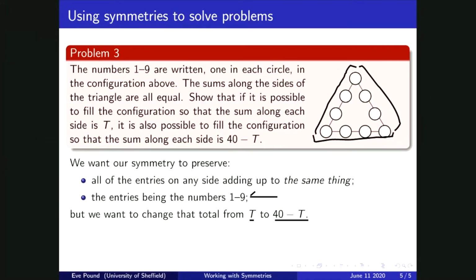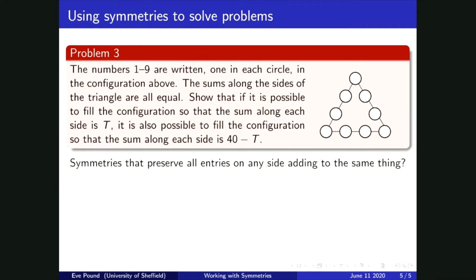And the other thing, which not so many people got because it's a little bit more subtle, is we actually need to make sure that we still have the grid filled out with the numbers 1 to 9. So that's one thing that we need to check that we managed to preserve. Because again, the conditions in the question are that we write the numbers 1 to 9, one in each circle, in this configuration, and that the sums are the same. So those are the two things that we need to be really careful about making sure that we still have. And the thing we want to change is we want to take a total t and swap it for 40 minus t.